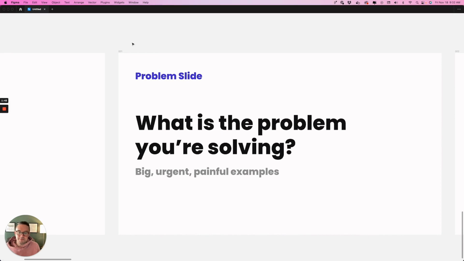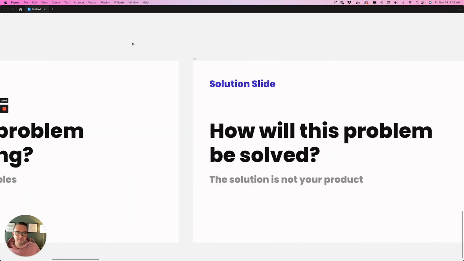The problem slide is pretty self-explanatory. What is the problem that you're solving? Make sure you're using big, urgent, and painful examples with specific numbers, with specific people. Get them to really connect with the person behind the problem, the person or the organization that's having the problem. So make sure there are specific examples.